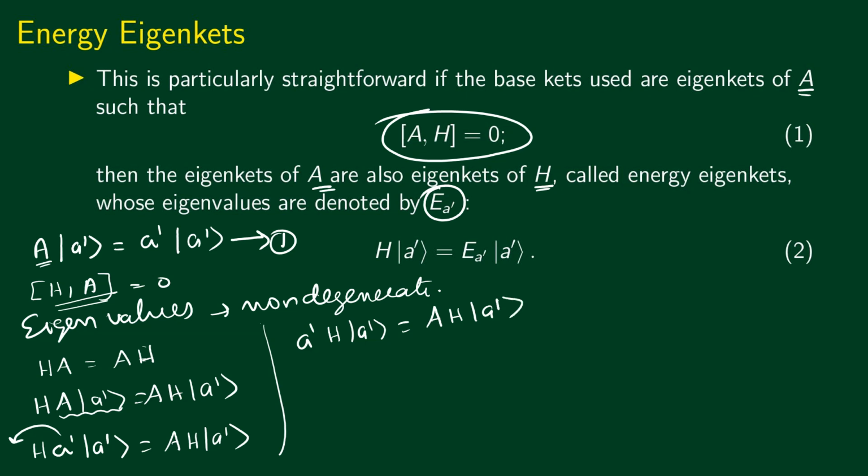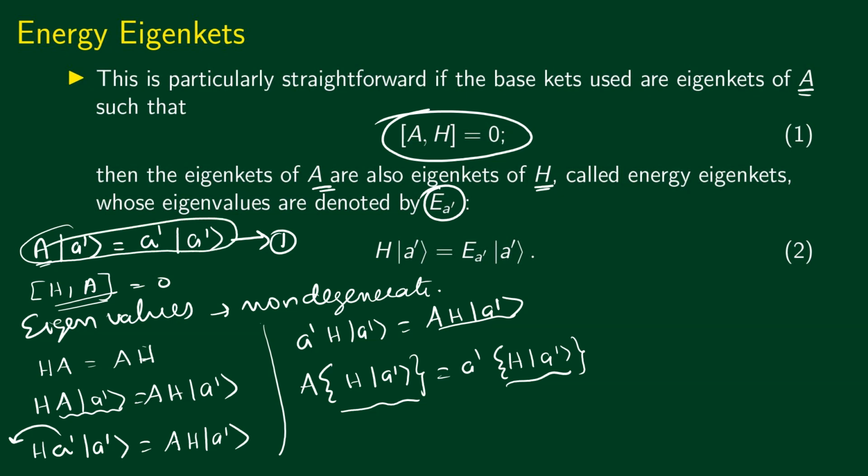Now, if you look at this, I'll write this first: A multiplied by H ket A prime is equal to A prime multiplied by H ket A prime. Now we see that this is again the eigenvalue equation for operator A. It's the same kind of eigenvalue equation that we have here. We have A acting on a ket, giving you a number multiplied by the same ket.